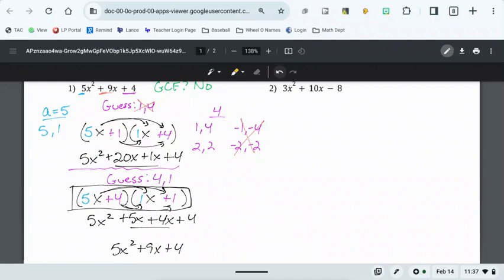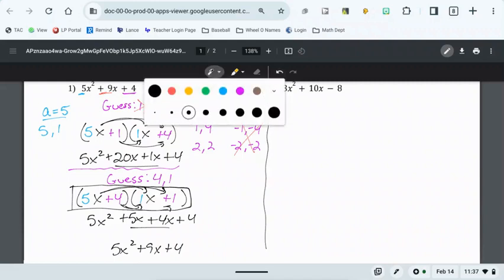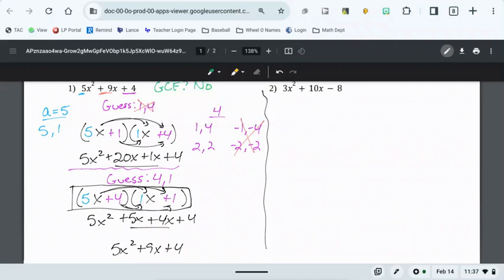All right, let's go ahead and try number 2. So we always check for a GCF.